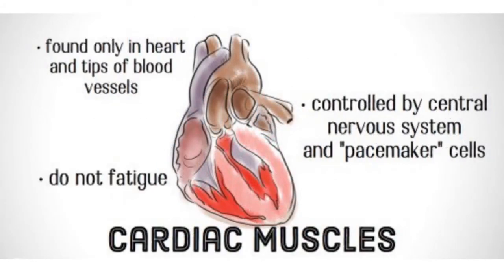Finally, we have cardiac muscles, which are found only in the heart and at cardiac ends of main blood vessels. They contract involuntarily and are striated when viewed under a microscope. They do not fatigue and contract rhythmically. They are controlled by the central nervous system but can contract without signals due to pacemaker cells. They contain a high count of mitochondria and myoglobin and have good blood supply.